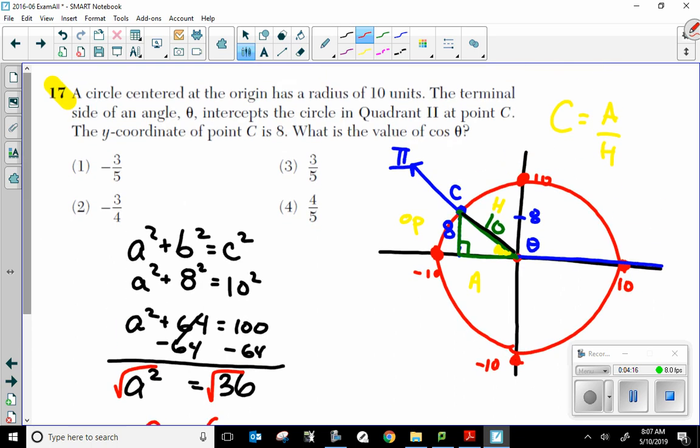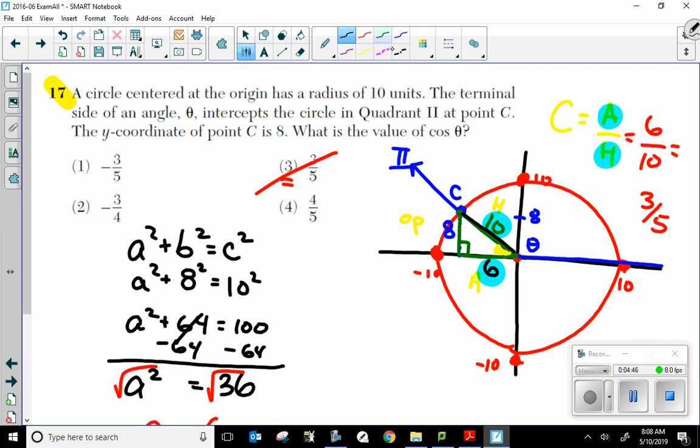So I put 6 here. And if cosine is adjacent over hypotenuse, here's adjacent, 6. Here's my hypotenuse, 10. So I could say 6 over 10. That reduces to 3/5. And you'll sit here and you're going to circle 3/5. That's wrong. Yeah, I know. I threw that one right in your face. So why is that wrong? Remember our old adage here?